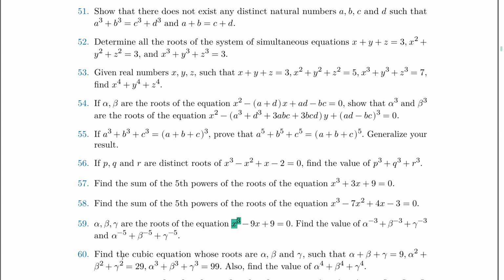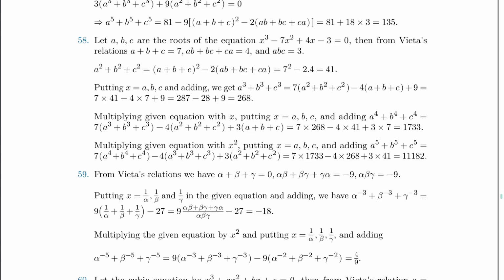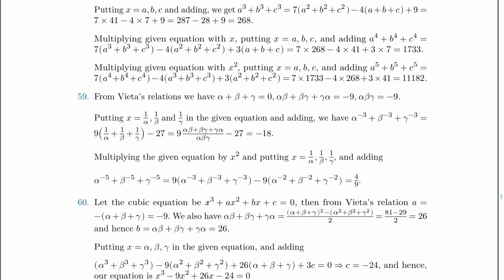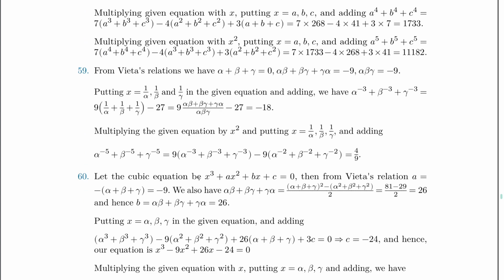Question 60 says find the cubic equation whose roots are alpha, beta, and gamma such that alpha plus beta plus gamma is equal to 9, alpha square plus beta square plus gamma square is equal to 29, and alpha cube plus beta cube plus gamma cube is equal to 99. Also find the value of alpha to the power 4 plus beta to the power 4 plus gamma to the power 4.